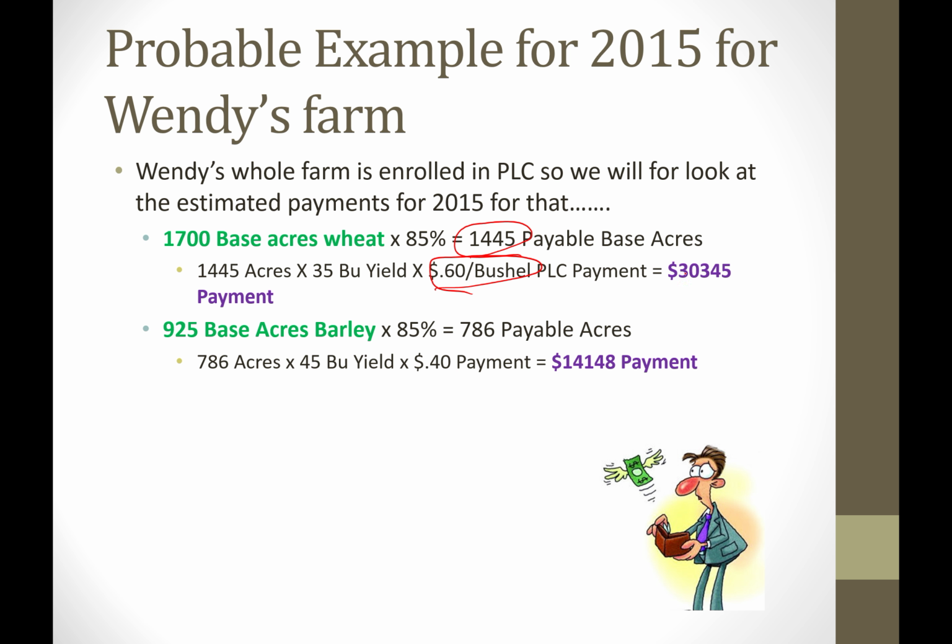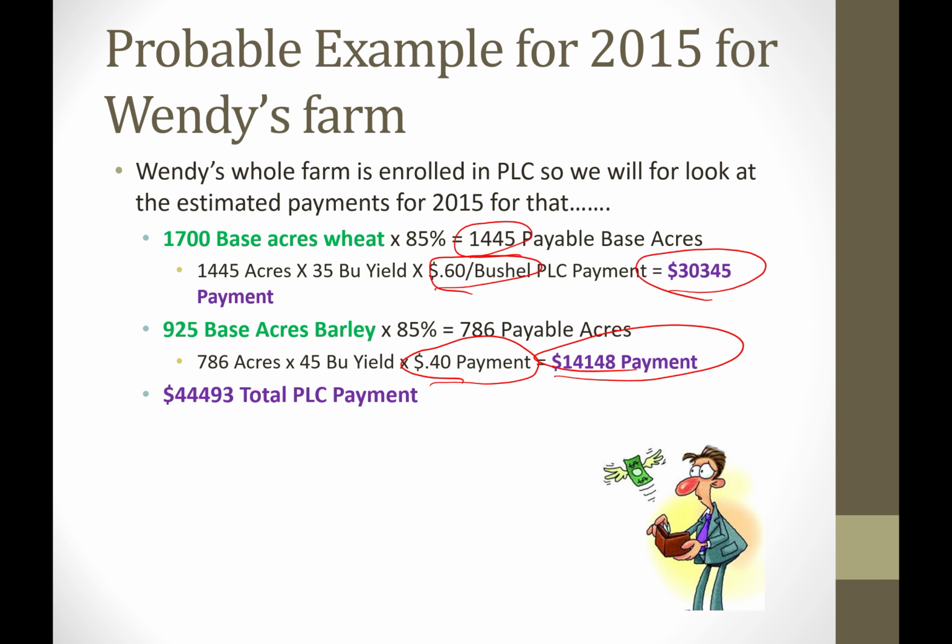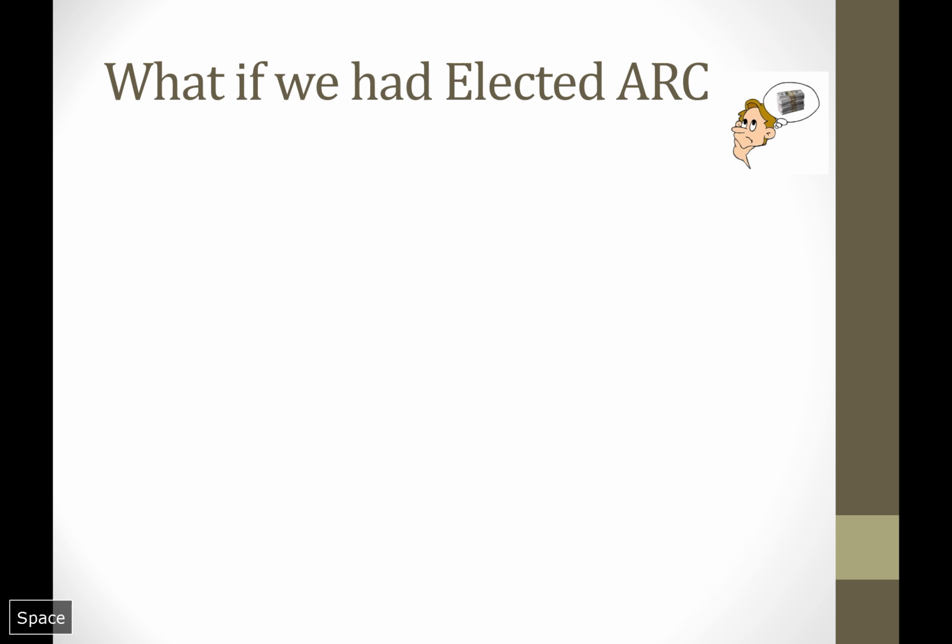So our PLC payment on wheat for our farm will probably be about $30,000 for 2015 because of the commodity decline. On barley, hopefully that average gets straightened out, but I was using a 40 cents a bushel payment on that. So we'll get about a $14,000 payment on the barley. That's on 85% of our 925 acres. So our total PLC payment for about 3,000 acres of crop should be $44,000.